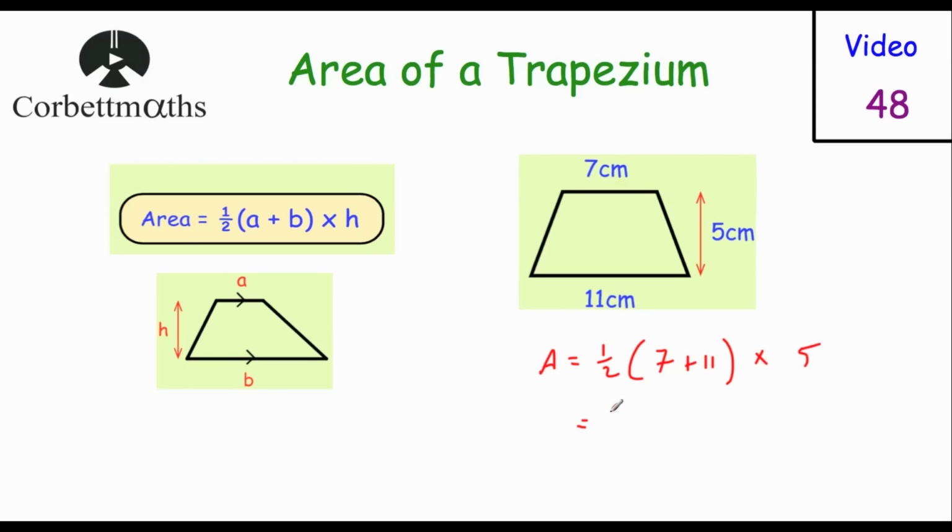So when we do that, we get a half, and then 7 plus 11 is equal to 18, so a half of 18 multiplied by 5. A half of 18 is 9, so we've got 9 times 5. That's equal to 45 centimeters squared.